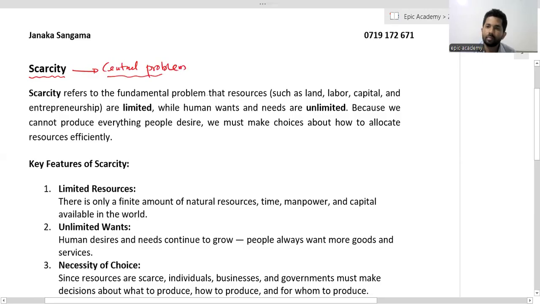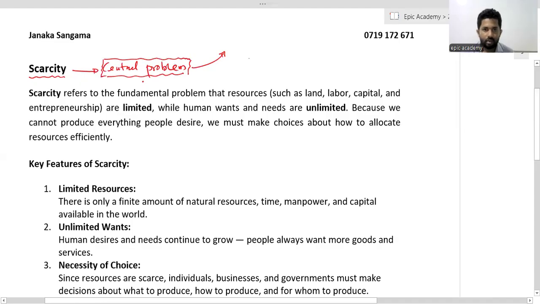Central problem means that each and every problem and question in the economy or society arises because of this problem. That is why we call it the central problem. This is the main point, the starting point of each and every problem in any kind of society.